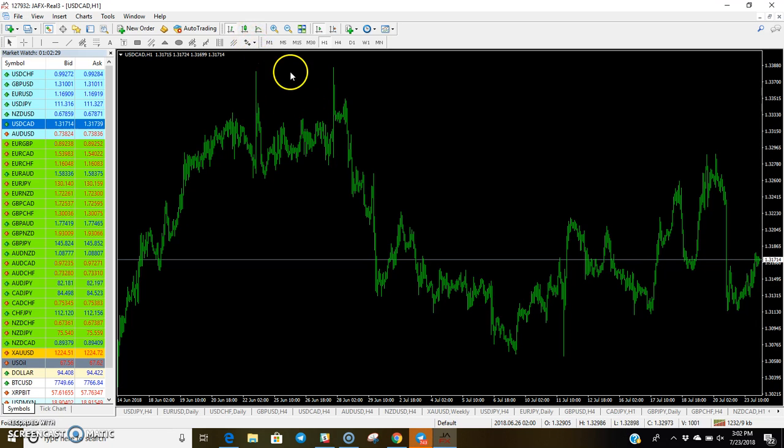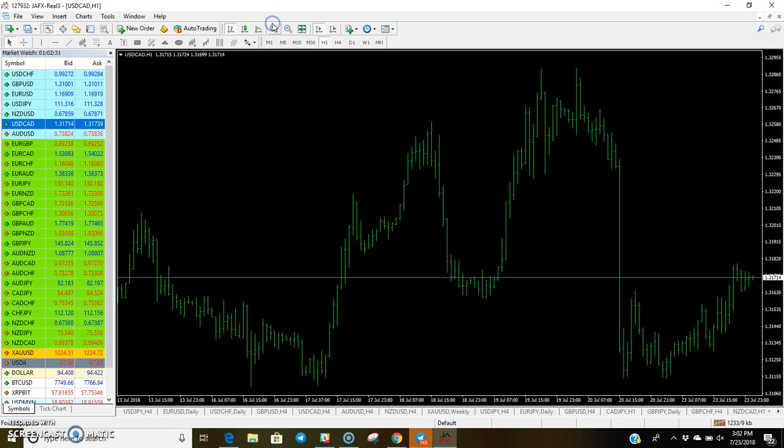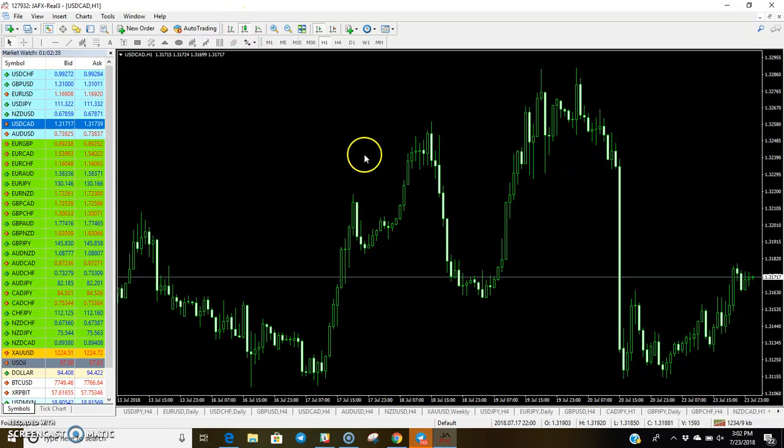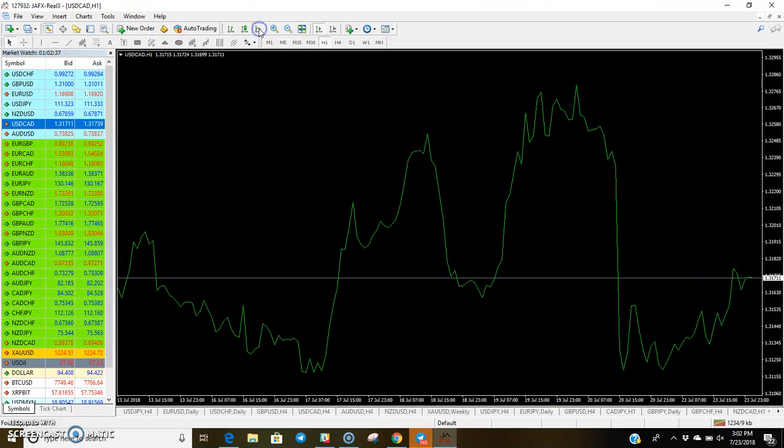Let me zoom this in a little bit. You've got your bar graph right here. You also have your candlesticks, and you also have your line chart. Your line chart is something you're going to use to set up your support zones. As you can see, at the highs, where it peaks, it comes back down. Same thing here, it comes back up.